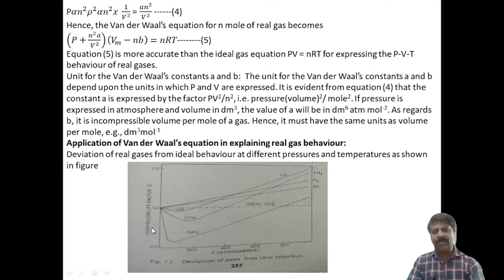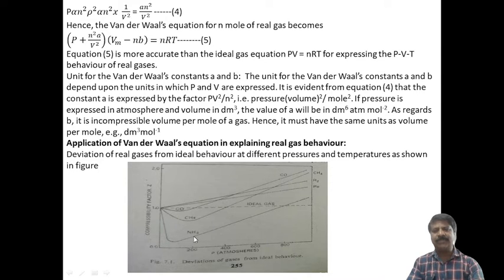The graph is plotted with compressibility factor against pressure. Here the gases are ammonia, methane, carbon monoxide, helium and hydrogen. These gases we are explaining here. This is a line that is parallel to the x-axis. It is known as the ideal gas equation.